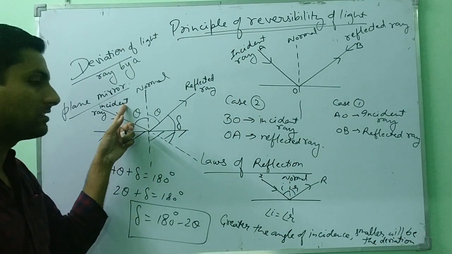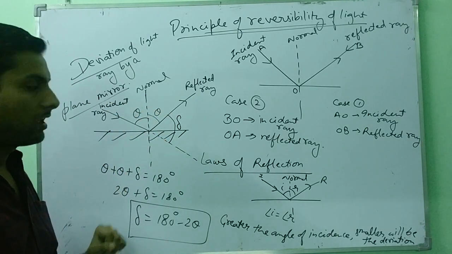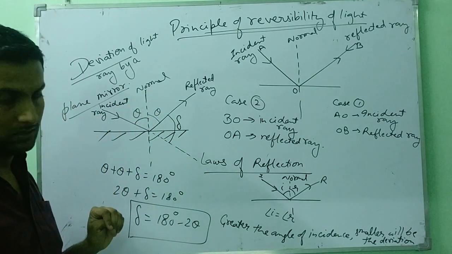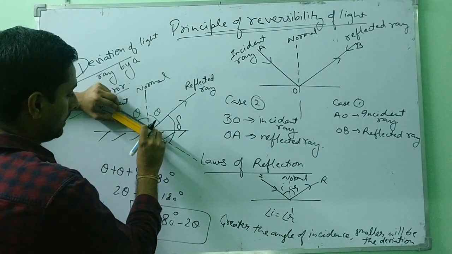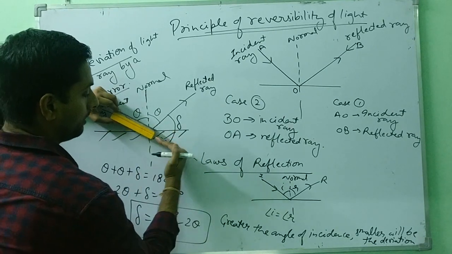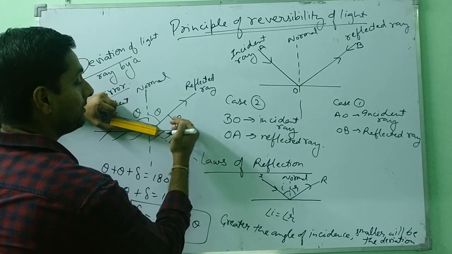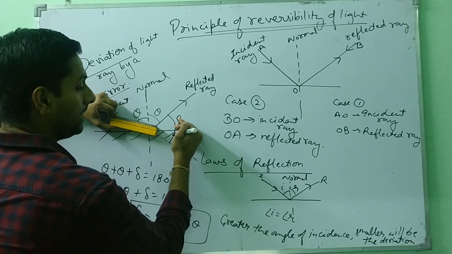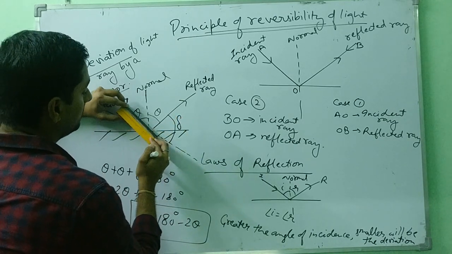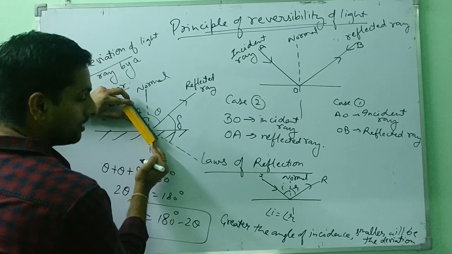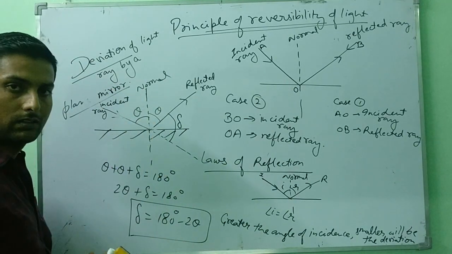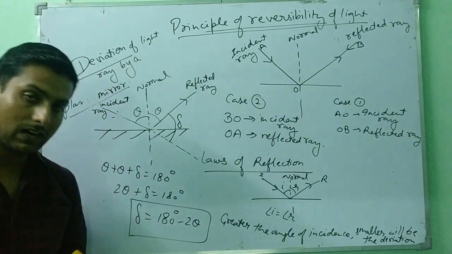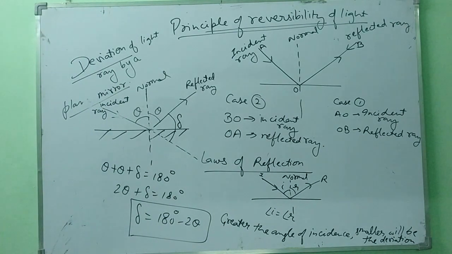That is, if you increase this incident angle, the deviation will be small. If you decrease this incident angle, the deviation will be large. And that is too obvious. If we increase this angle, the original path ray will not be here, it will decrease, so the deviation will also decrease, right? And if you decrease this incident angle, the original path ray shifts like this, so the deviation becomes greater. So both are vice versa, correct? I hope you understand this part. This is the basic phenomenon that we understand in the case of reflection.